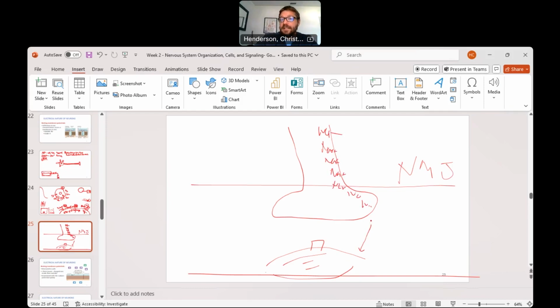There are things whose job is to jump this gap, and they are chemicals that are going to transmit the neurological message. Those are neurotransmitters. So in this case, what are these? These are ACh, right?